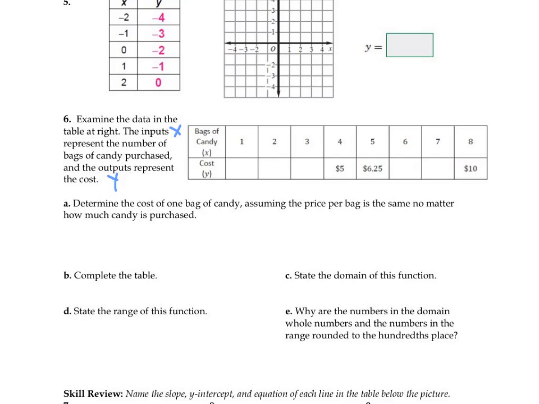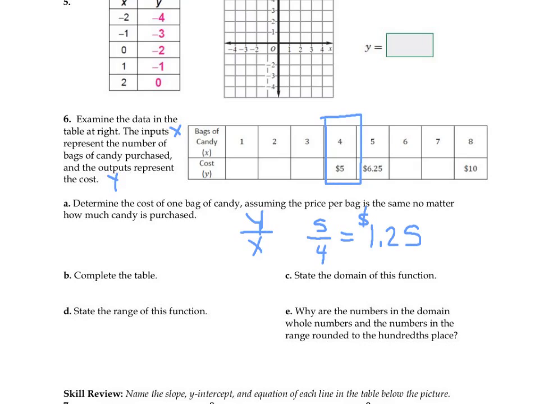So in order to do that, we can find the constant of variation. Whenever we find a constant of variation, we divide a Y value by the X value in any part of the table. So we can do 5 over 4, using 4 bags of candy and cost of 5. So 5 over 4 is equivalent to 1.25. So the cost of one bag of candy is $1.25. By finding that constant of variation, we're able to show how much each bag of candy is.